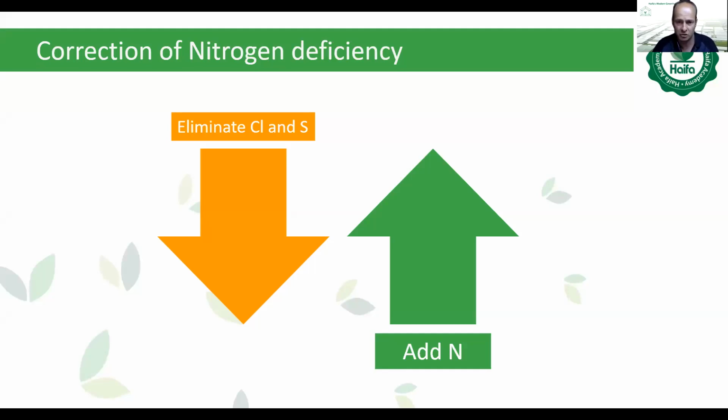And that is also to do with interactions. A lower level of chlorine and sulfur gives you some extra availability of nitrogen. That's what we see directly on paper when you are working with it.